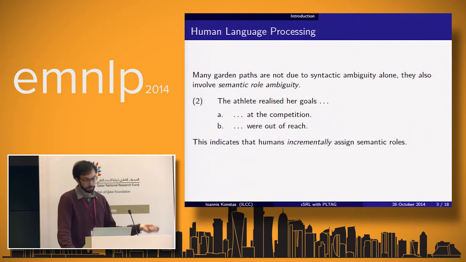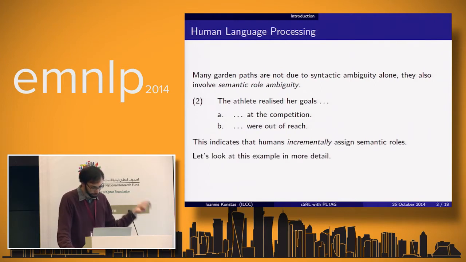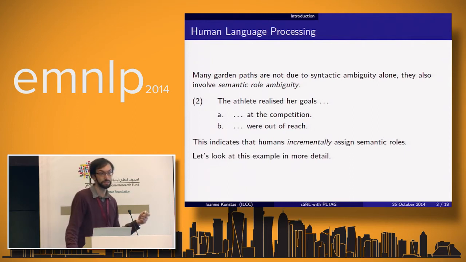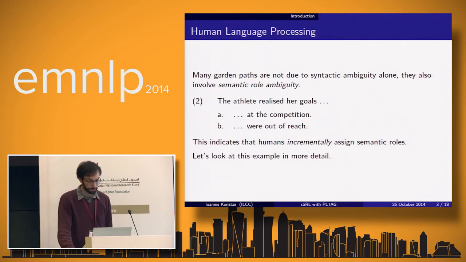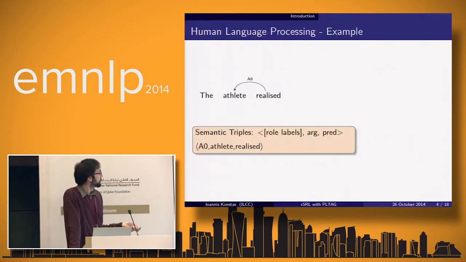So humans probably do this, and I'm going to look at this example in a little bit more detail and convince you that this is useful, and we would like to model that. And this is what we're going to do in this particular work. So let's go. So we read the athlete realized. I'm going to be generating these so-called semantic triples, which are shown over here. Realized is the predicate, it's the verb, so it goes in the last position of the semantic triple. Athlete is the argument over here, so it's the, let's say, agent, or arg0, if we want to use Propbank notation, which goes over there. So this is like a complete semantic triple.